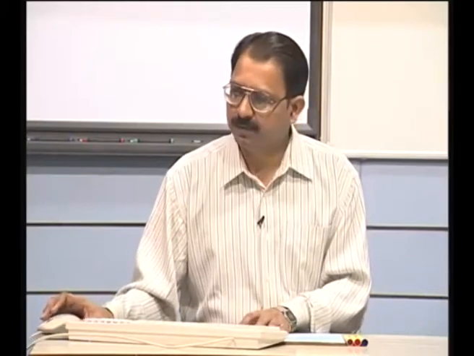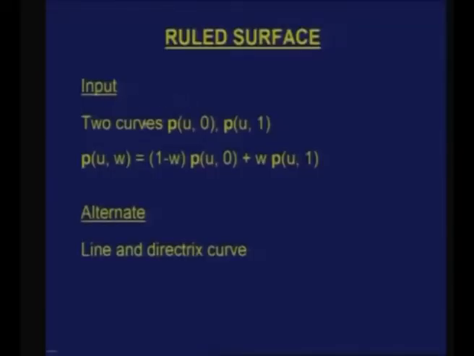That means either u is equal to a constant or w is equal to a constant curves, and if I have a linear interpolation between the two curves, this linear interpolation gives me a surface which is called a ruled surface. The input for a ruled surface is two curves, w is equal to 0 and w is equal to 1. This is parametric in u, this is another parametric in u, and these two u parametric curves are linearly interpolated along the direction which is w.